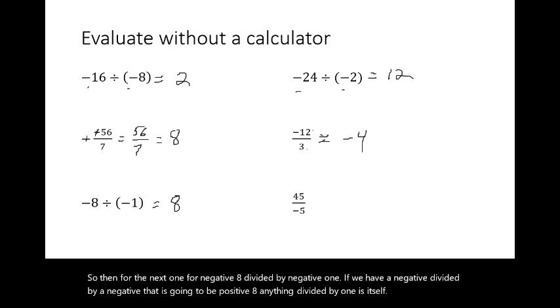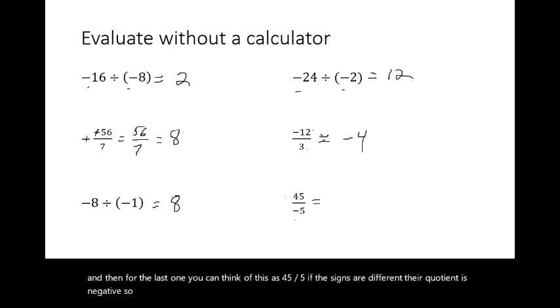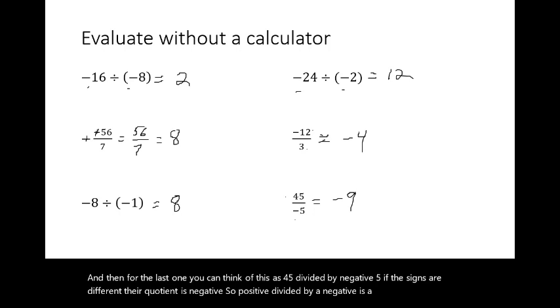And then for the last one, you can think of this as 45 divided by -5. If the signs are different, their quotient is negative. So positive divided by a negative is a -9.